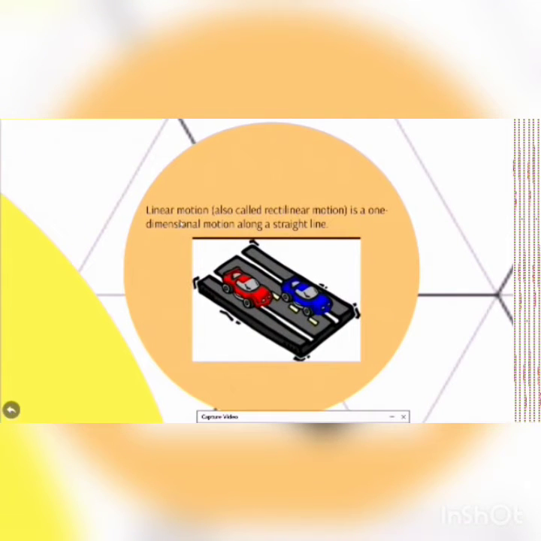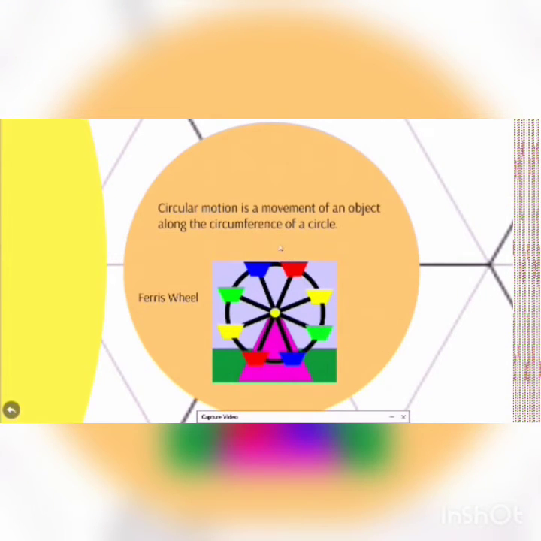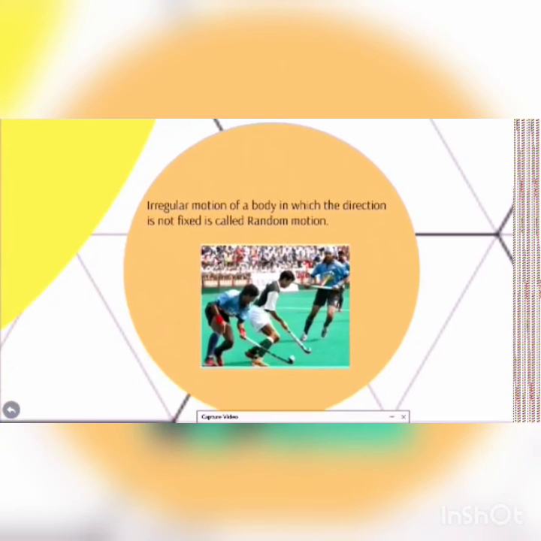Linear motion is a one-dimensional motion along a straight line. As the example is shown, the cars are moving on a straight road. Circular motion is the movement of an object along the circumference of the circle. Example is Ferris wheel, as the people sitting on the Ferris wheel are moving along the circumference of the circle. In translatory motion, the body as a whole displaces from one point to another. Same like circular motion, the body as a whole displaces along the circumference.